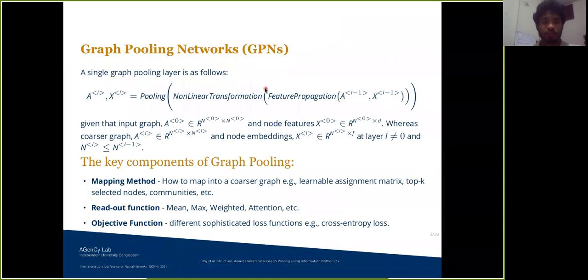In a bird's eye view, a single graph pooling layer propagates features across neighborhoods, aggregates them and transports them into embedding space, followed by a pooling operation that constructs a coarser graph for the next layer. The key components of graph pooling are the mapping method, that is, how to map into a coarser graph, and readout functions and objective functions.